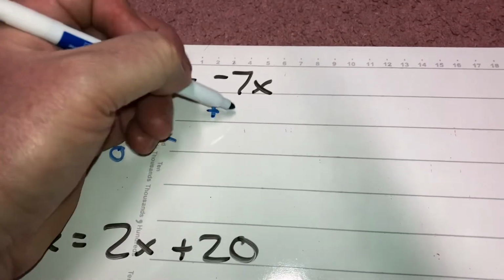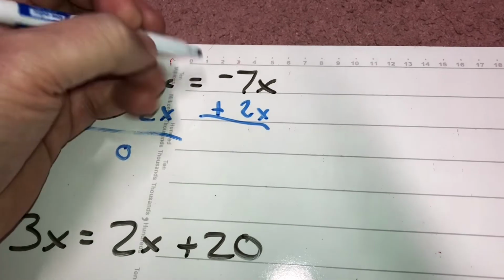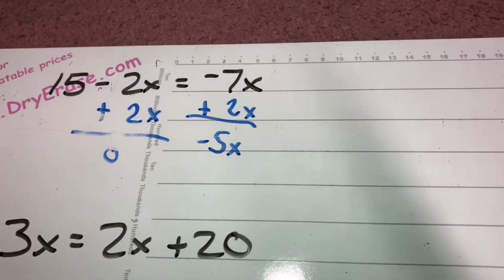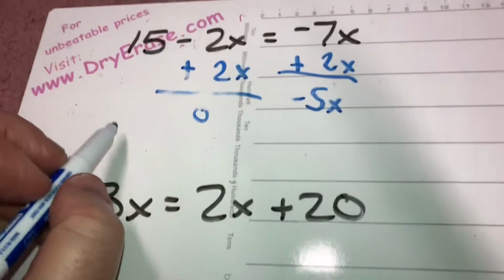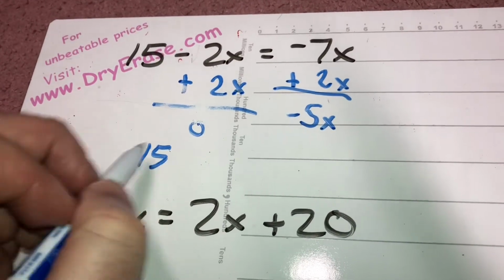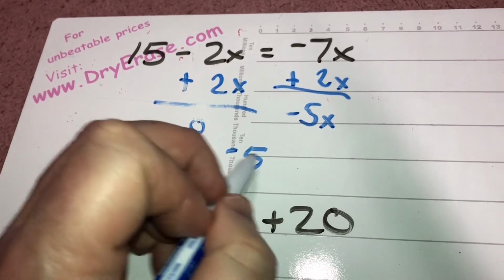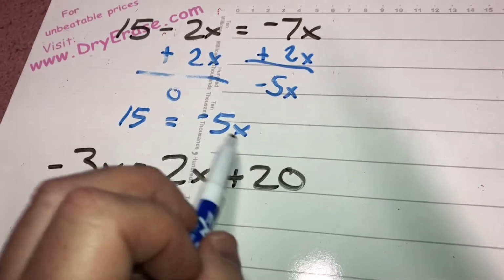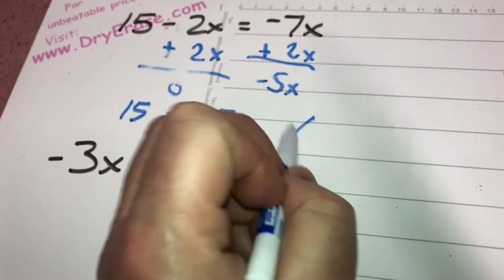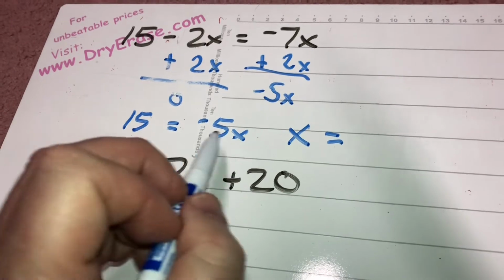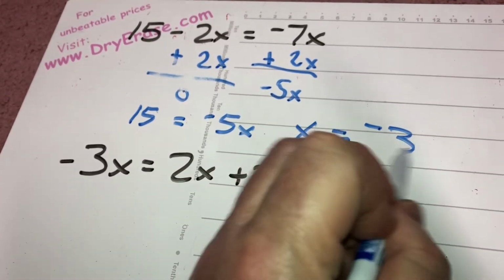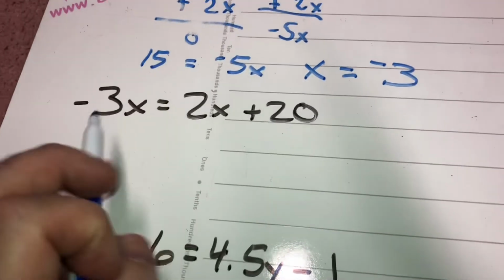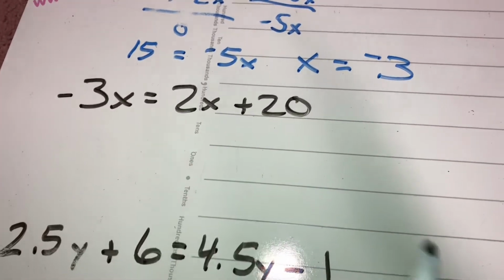So if I come over here and I add 2x, well, negative 7 plus 2 is negative 5x. Okay? So that leaves me here with 15 equals negative 5x. And if 15 equals negative 5x, then I'm dividing both sides by negative 5 to isolate x. And 15 divided by negative 5 is going to be negative 3. x equals negative 3.